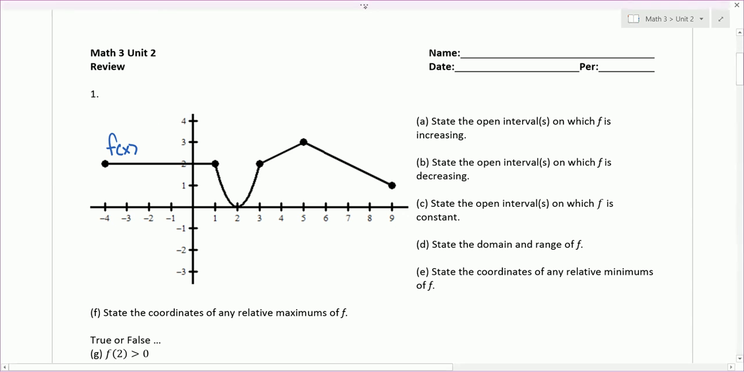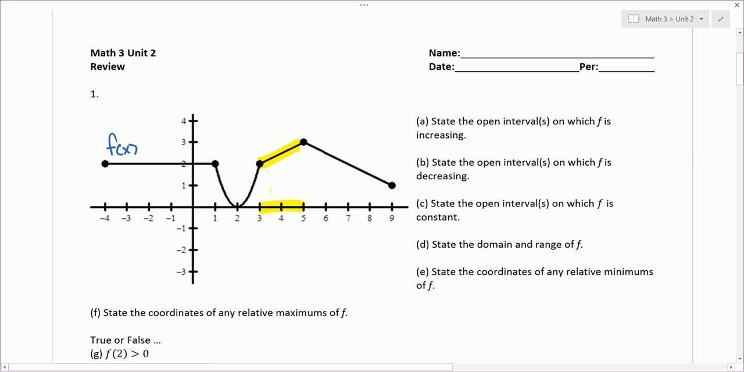So I'm going to highlight the part that is increasing. As I'm tracing from left to right, it's increasing. You don't want to go from right to left, only from left to right. Also, when it's asking for the open interval, it's talking about the domain. So if I look at the x-axis, what matches up with those x values, we see the first part starts at 3 and goes over to 5. And so that's an open interval where it's increasing.